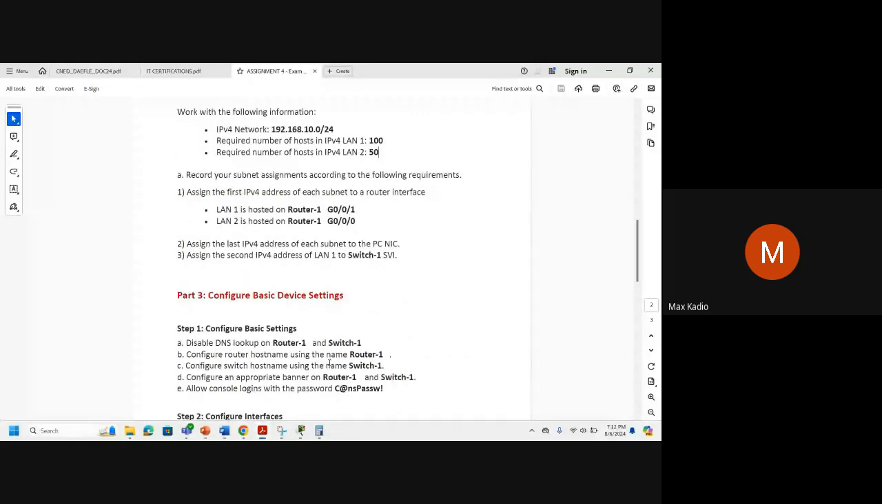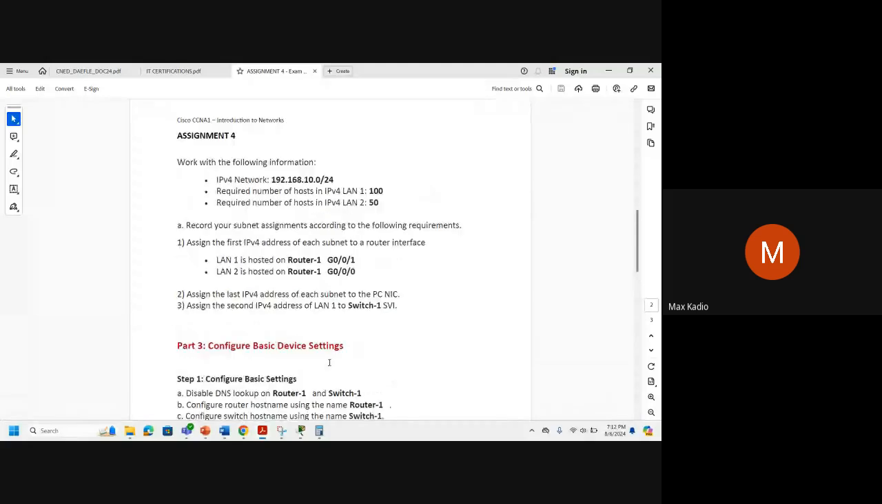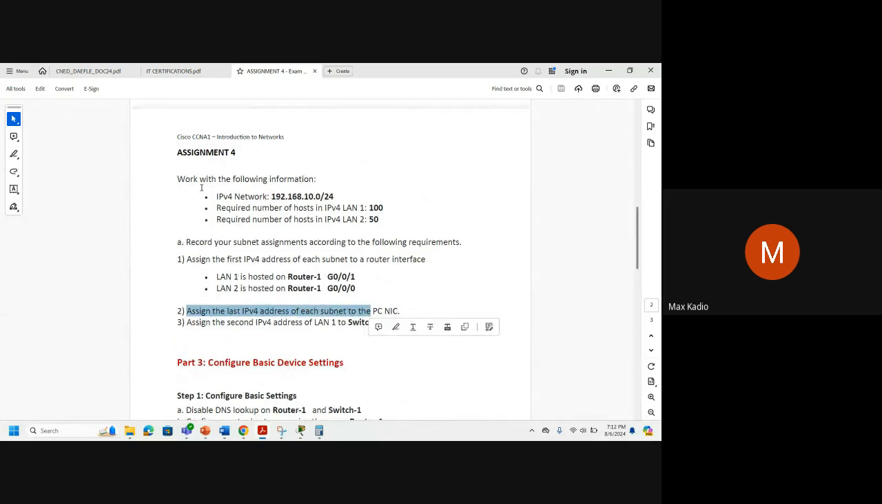Okay, so now I need to give IP addresses. We say assign last IP address of each subnet. Okay, let's check here first. You must read properly and don't do like what I do. Me, because I'm used to, I go quick. You see, number 1, assign the first IP of each subnet to a router.